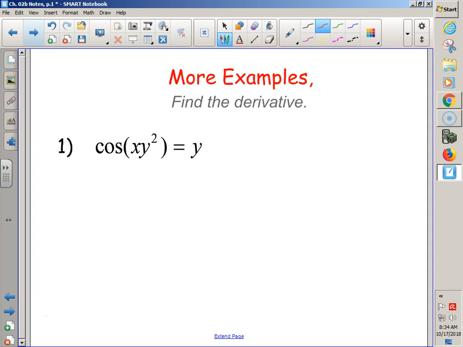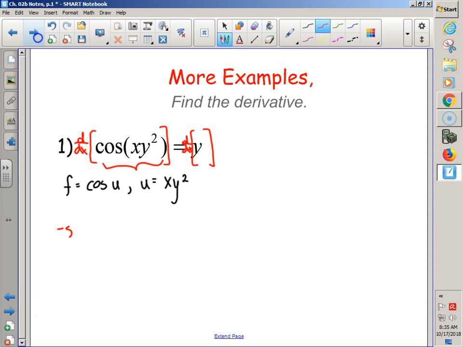Okay, d/dx of both sides. I need to find the derivative. Just in case, chain rule notation does help. You could do that on the left-hand side. What's the derivative of cosine of u, guys? Negative sine of u times u prime. Oh, how do I do u prime?